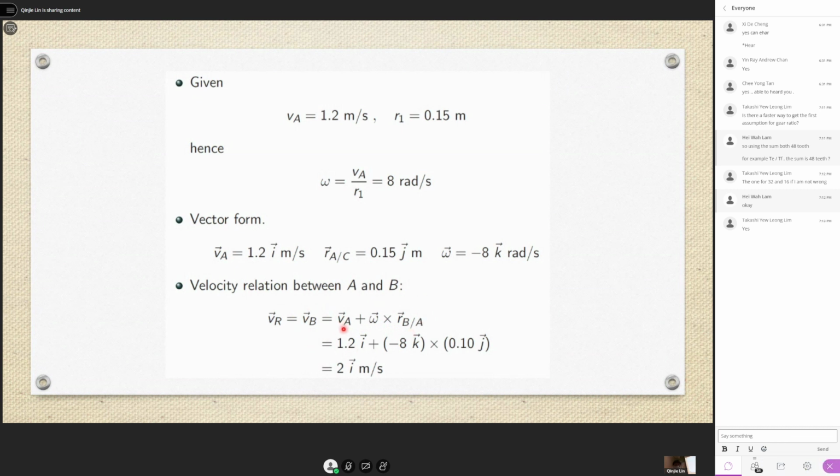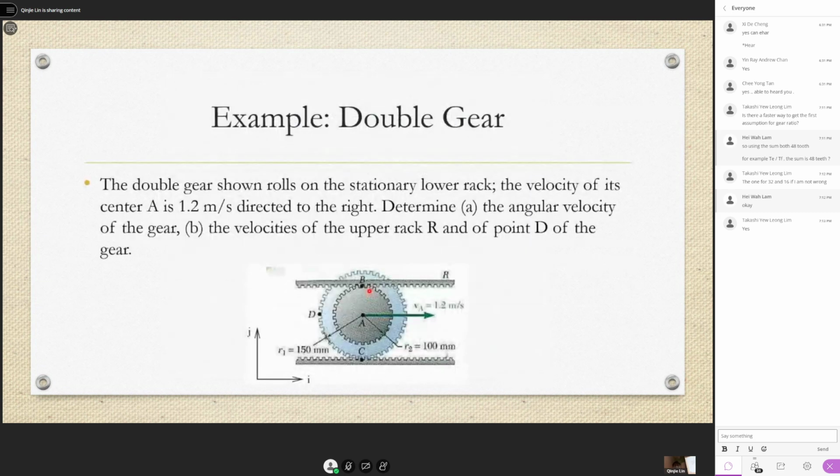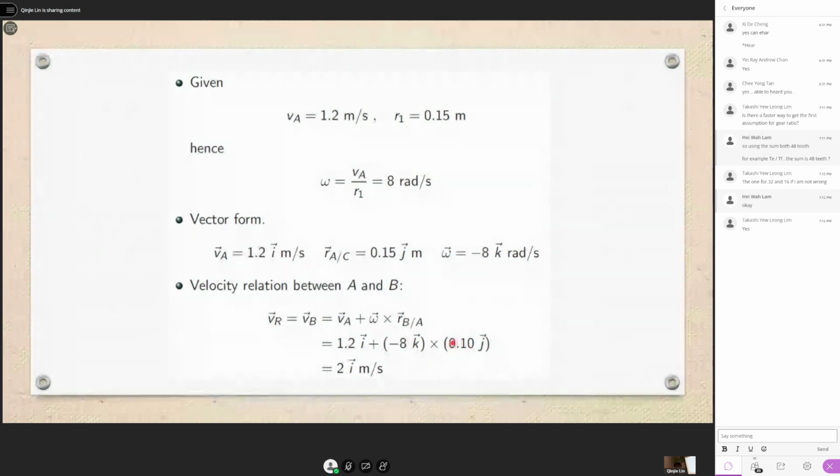So you have VA already, 1.2 i. You also have omega, minus 8k. The signs must follow properly in this topic. So if omega is minus 8k, you must really write minus 8k. Then RBA, the position of B relative to A, is 0.1 j. You see the diagram again. Where is B relative to A? B is on top of A by 0.1. That's why it's 0.1 j. Then from here, you solve this and it will give you the velocity of B.